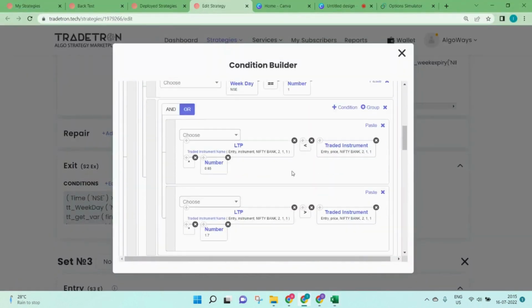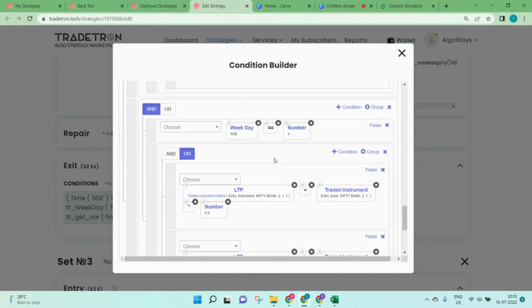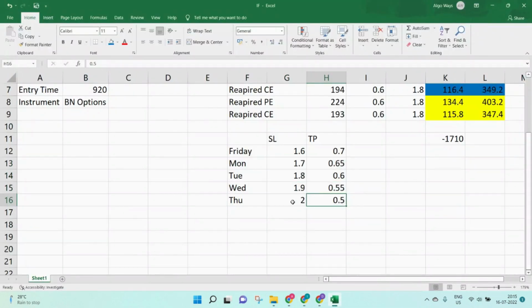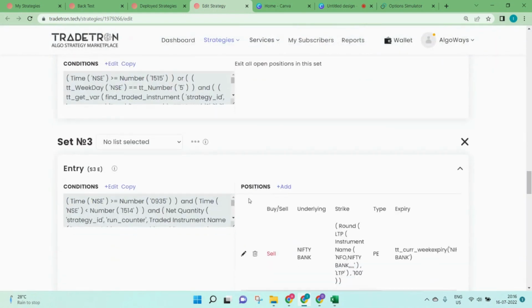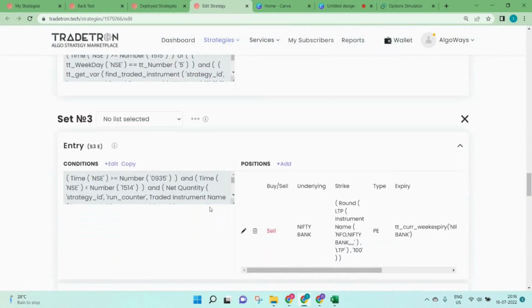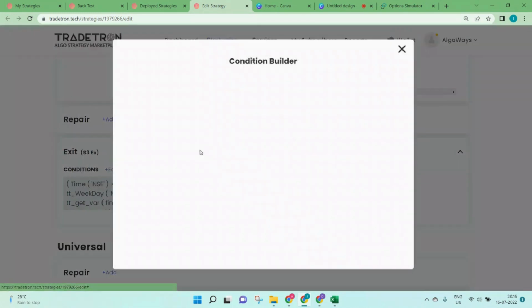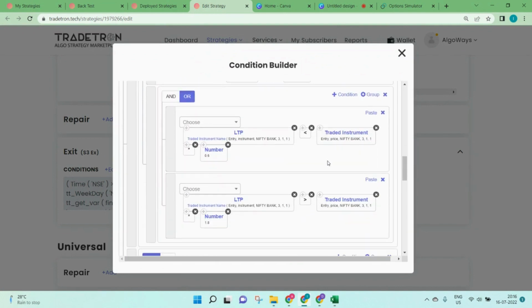So there is no need to go one by one. It is same. Like I'll just show you. On Thursday, our target is 0.5, stop loss is 2. So 0.5 and 2. Same is the case with set 3, which is for put option. We enter and then we put the day wise stop loss and target. So it will keep adjusting the individual sold premiums as individual instruments during the day.